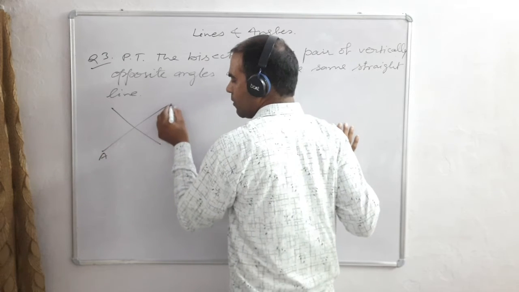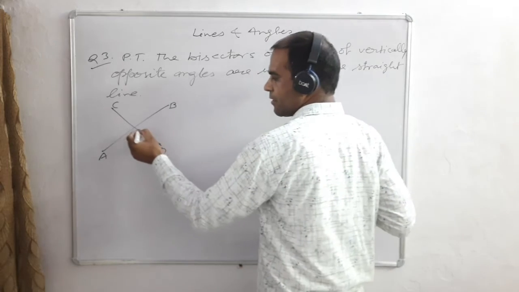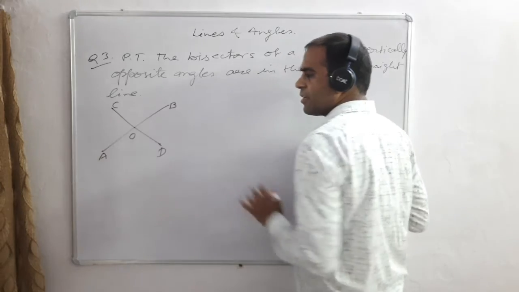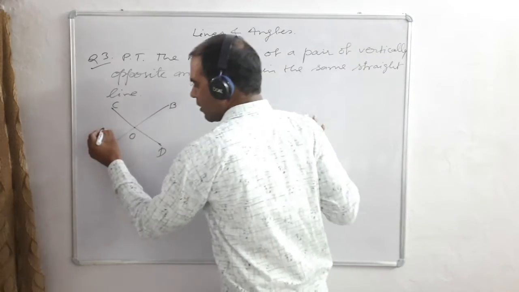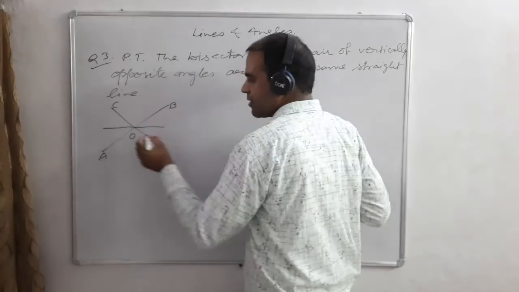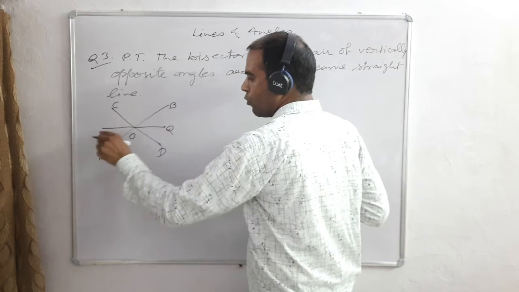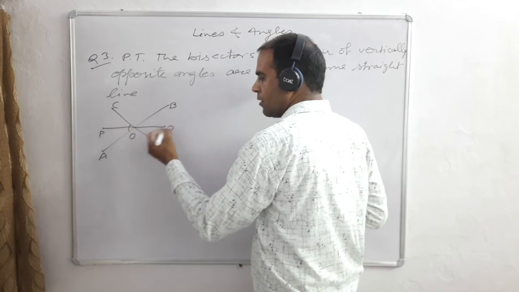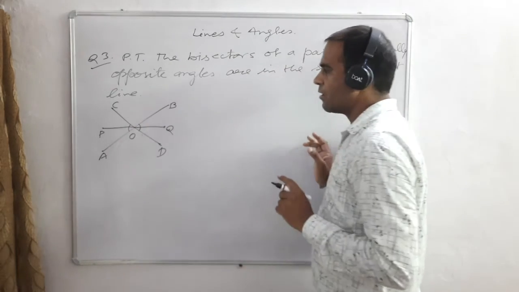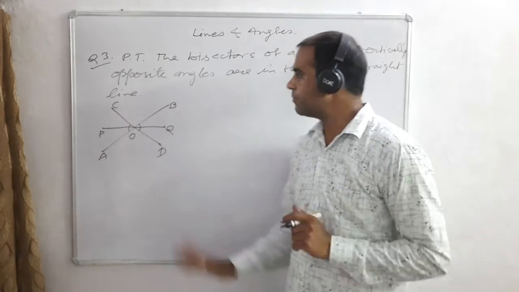So AB and CD are two intersecting lines, intersecting at O, and this is the pair of vertically opposite angles. The bisector of this angle and the bisector of this angle, take this as P, this as Q. OP is the bisector of this angle, and OQ is the bisector of this angle. Prove that these bisectors are lying in the same line. So prove that POQ is a straight line.